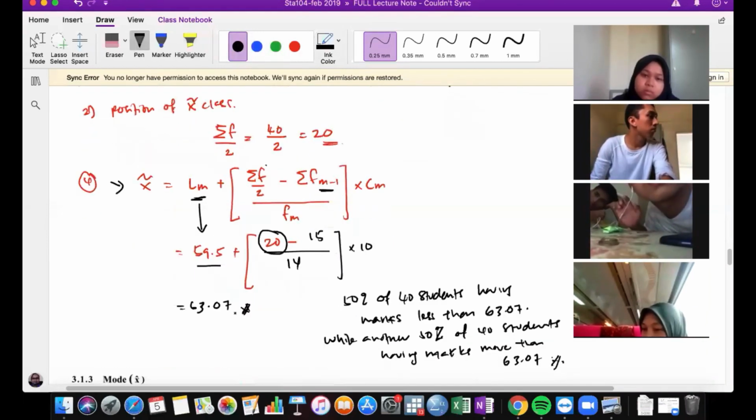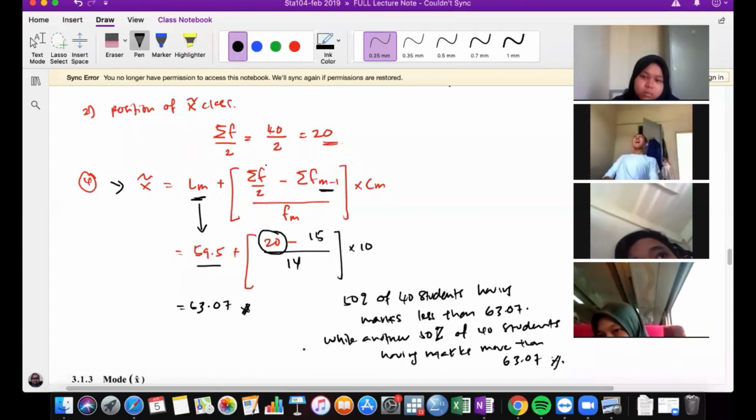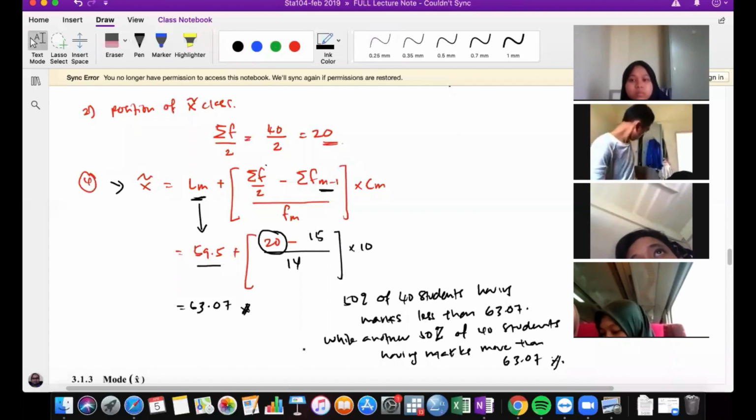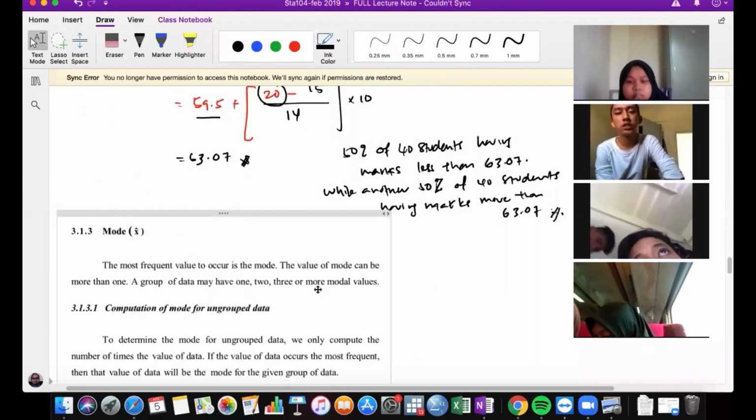63.07. And how to interpret? So 50% of the 40 students have marks less than 63.07, while another 50% have marks more than the median value, 63.07. Are you clear with that? Are you okay? Okay, sir. Okay. Right. Thank you, sir.